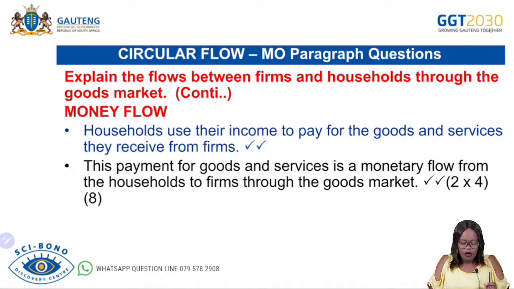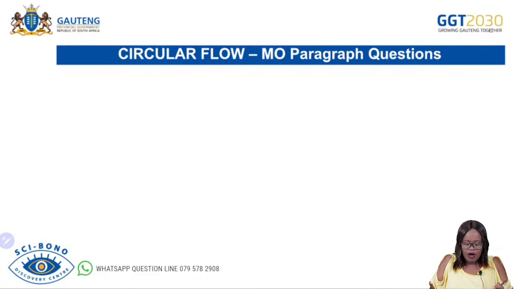And then we go to the fact that this payment for goods and services is a monetary flow from households to firms through what? Through the goods market. Now, having said this, you would have gotten your full 8 marks. 4 for the money flow and another 4 for what? For the real flow. Now, moving on.